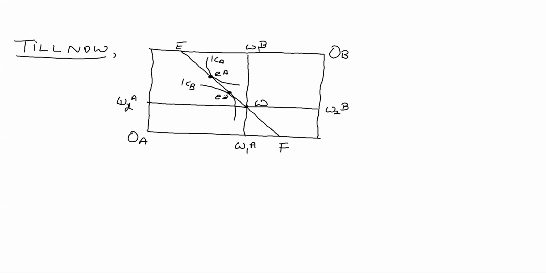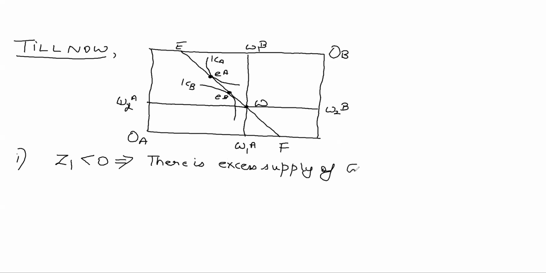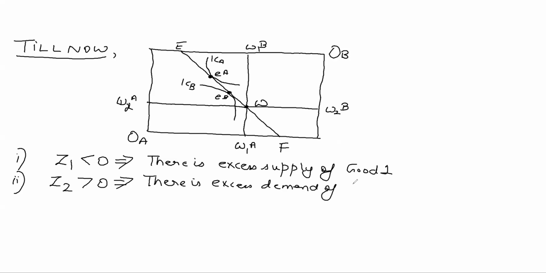And what have we found out? The first thing we have found out till now is that Z1 is negative, which implies there is excess supply of good 1. And the second thing we have found out from our analysis is that Z2 is positive, which means there is excess demand of good 2.